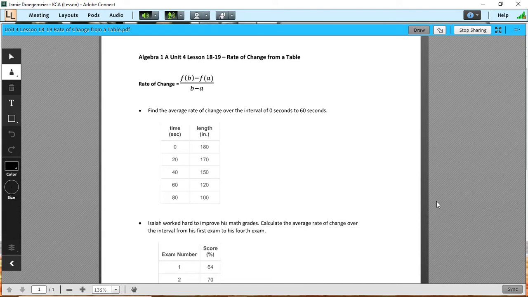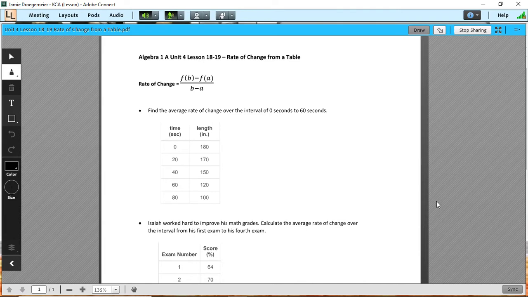Today we are in Unit 4, looking at lessons 18 and 19, finding rate of change from a table. So in our last lesson, we talked about how we can find rate of change, what it is. We have this formula that we looked at last time.